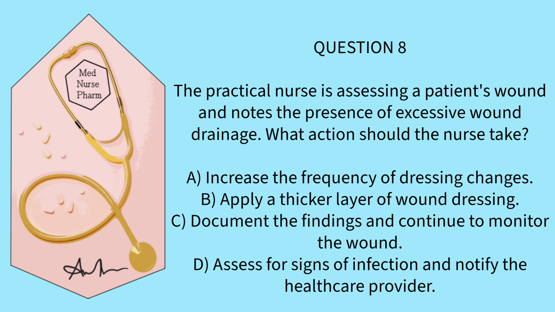Question 8. The practical nurse is assessing a patient's wound and notes the presence of excessive wound drainage. What action should the nurse take? Increase the frequency of dressing changes, apply a thicker layer of wound dressing, document the findings and continue to monitor the wound, assess for signs of infection, and notify the healthcare provider.